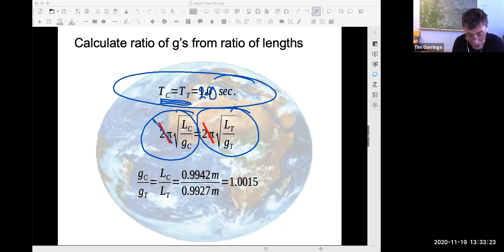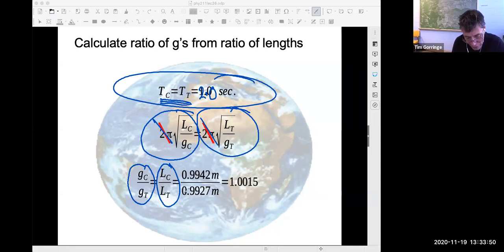The 2 pi's obviously cancel out. I can get rid of the square roots on the left-hand side and right-hand side. And I can rearrange that equation such that the acceleration of gravity in Cambridge compared to the acceleration of gravity in Tokyo, that ratio, is equal to the length of the pendulum in Cambridge divided by the length of the pendulum in Tokyo.